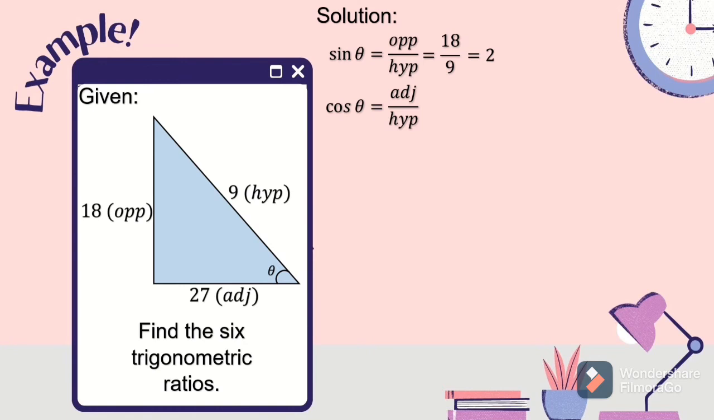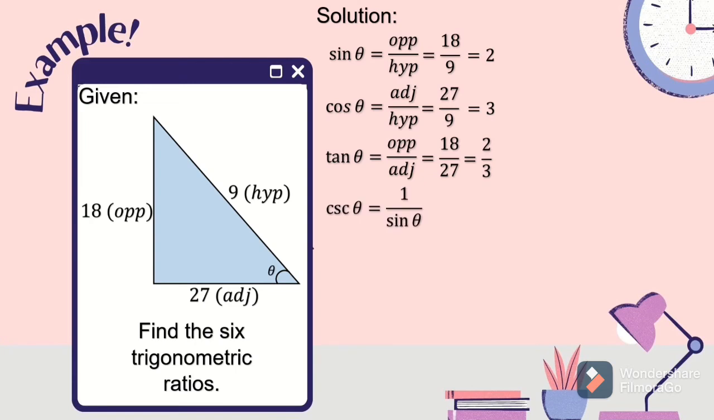Next one is cosine. Adjacent over hypotenuse. Our adjacent is 27 and hypotenuse is 9. 27 divided by 9 will get 3. Third one is tangent theta. Opposite over adjacent. Our opposite is 18 and adjacent is 27. Simplifying this one, will get 2 over 3. Since they are both divisible by 9, divide them both by 9, you'll get 2/3.